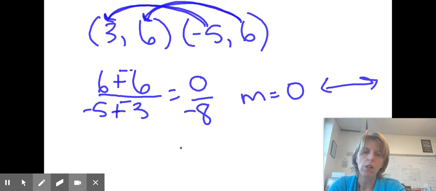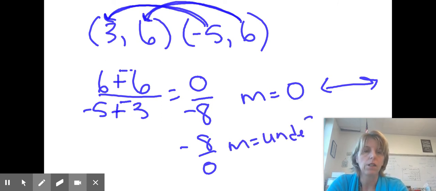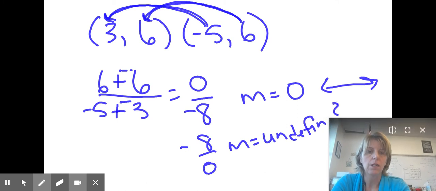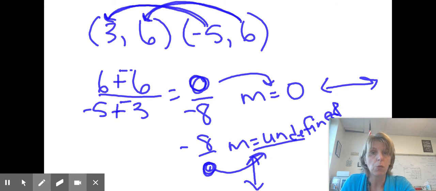Right? What if I flipped it? What if the answer ended up being -8 over 0? What if 0 was the denominator? Can I take 8 things and put them into no groups? They have to at least go into one group, right? 8 things have to do something. I'm not a magician. I can't just make things disappear. So this would be m equals undefined. Okay? And if I were to graph it, it would be a vertical line like that. So if 0 is the numerator, we say it is a 0 slope. If 0 is the denominator, we say that it is undefined. Those are 2 very important things to put in your notes.